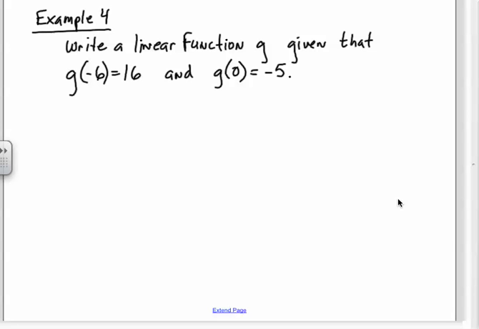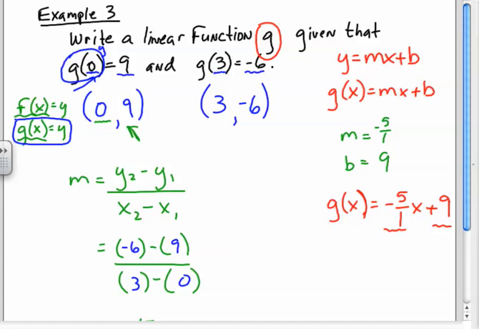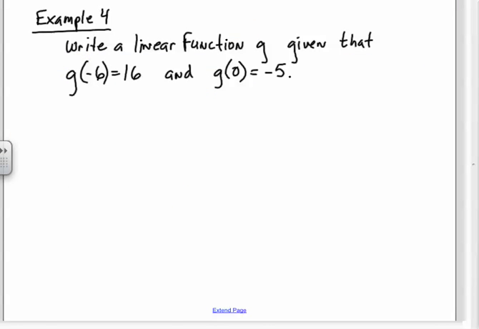Okay, example number 4. Now guys, I want to take you back to example number 3 for just a second. It's the same thing. Write a linear function g, given that g of 0 equals 9 and g of 3 equals negative 6. Okay, well this one says write a linear function g, given that g of negative 6 equals 16 and g of 0 equals negative 5.